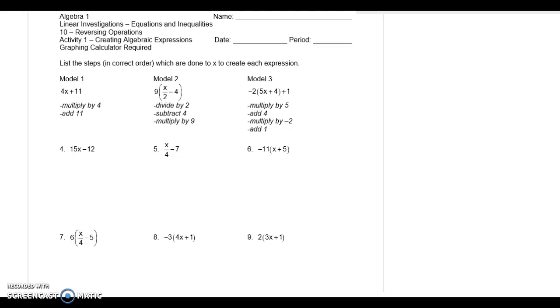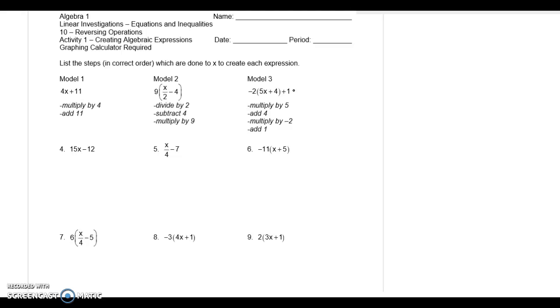In Model 2, we do have parentheses, so we start on the inside of those parentheses. If we started with x, we divided by 2. And then we subtracted 4. We're working our way out of the parentheses, and now we're going to multiply by 9. And in Model 3, same idea. We're inside the parentheses. We look at the multiplication and division first in there. We've got 5 times x. We're going to add 4 to that. And then we're going to multiply by -2, and then later add 1. In some of these problems, it should be very clear, very easy to go forward. But when we get involved in the parentheses, that's where it gets a little bit tricky.